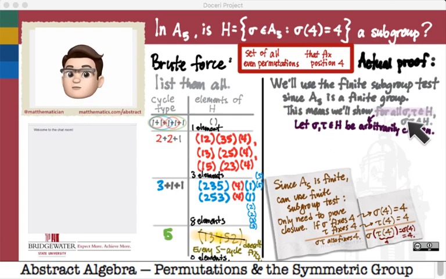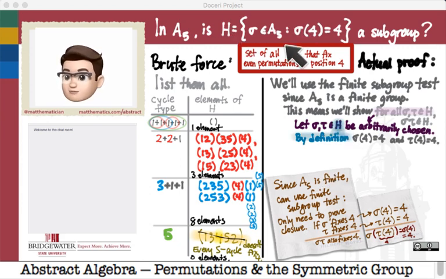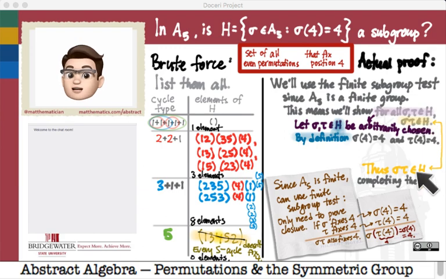What's going to happen when I do sigma composed with tau? By definition of the subset H, the definition is right up here, sigma has the property that it fixes position 4. So sigma of 4 is equal to 4. Also, because tau belongs to H, tau has the property that it fixes position 4. Tau of 4 is equal to 4. How do we prove that sigma composed with tau belongs to H? That means we need to show that sigma composed with tau fixes position 4. We should probably also remind ourselves why sigma tau remains an element of A5.